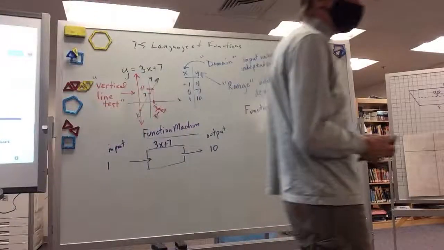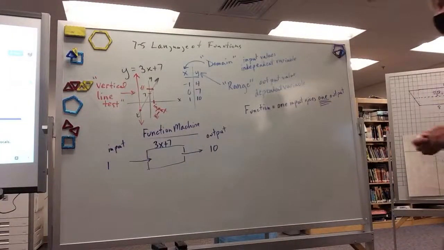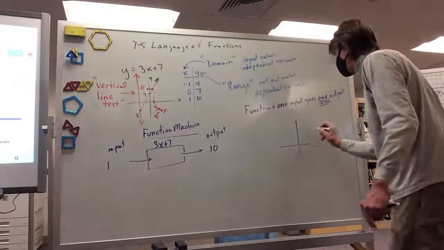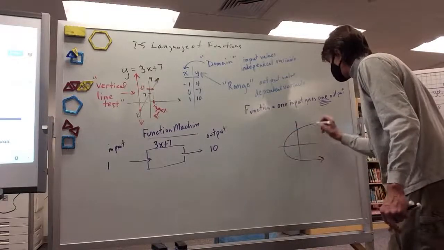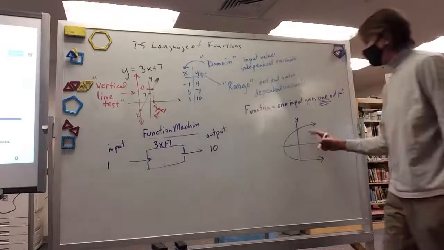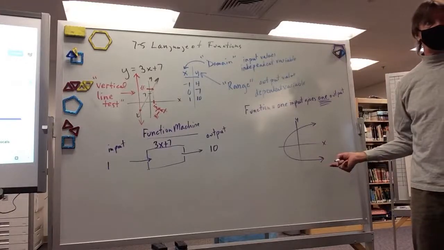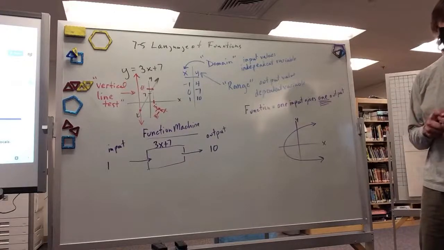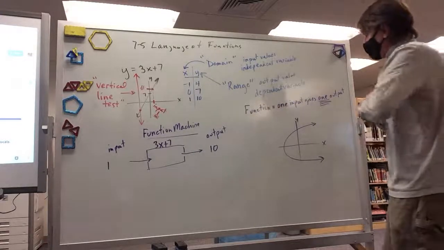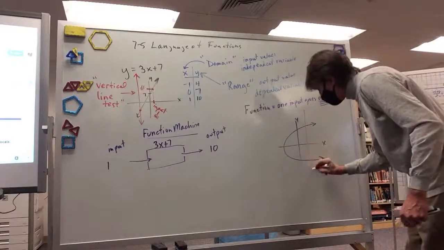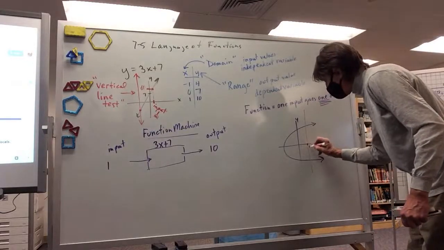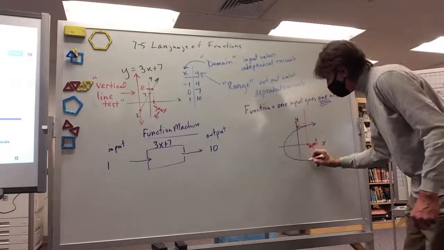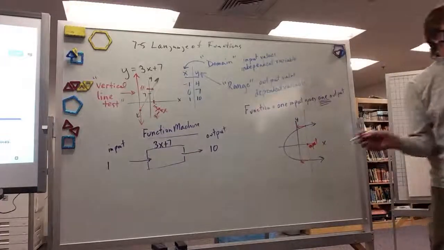So there are some equations out there, don't draw this, but there are some equations out there that might look like this, for example, when you put them on the graph. And is that going to be a function? According to the vertical line test, no. Because according to the vertical line test, this input of x can give that output or this output. It gives two answers.